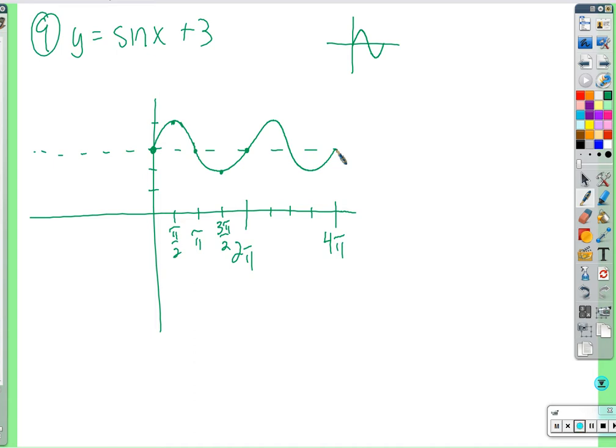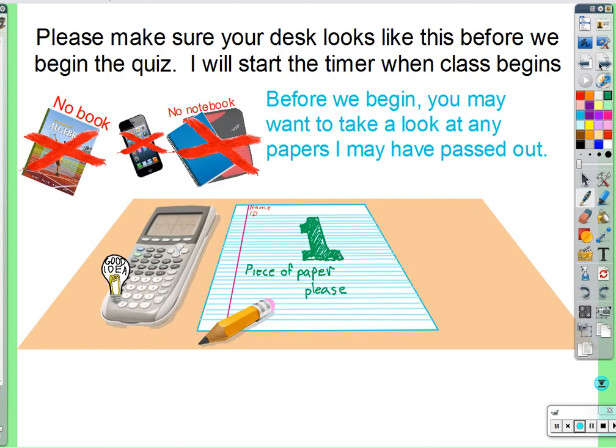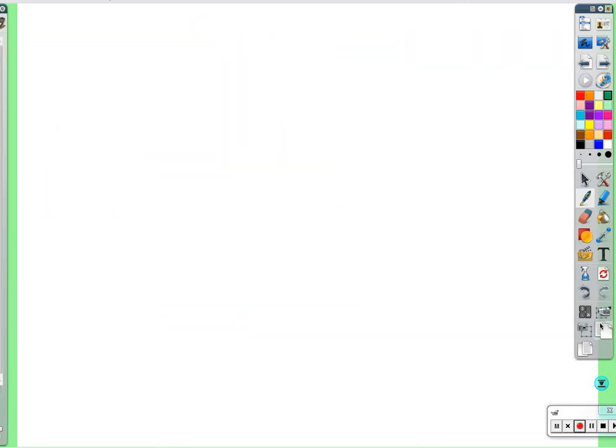Other questions? Yeah? 13. One more. So what's this plus pi over 4 going to do with the graph? It's going to move it to the left pi over 4. And nothing else changes, so that's kind of nice.